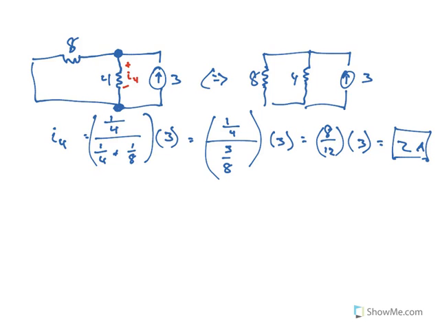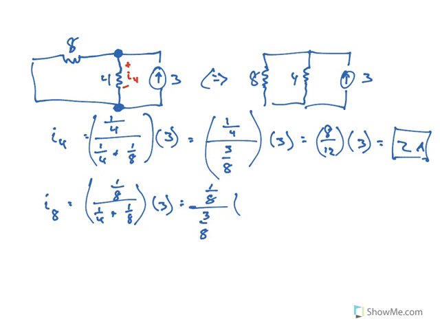What about the other one? What if I want the current on the 8 ohm resistor? Same exact thing. The only difference is it's 1 over 8 over 1 over 4 plus 1 over 8 times 3. So 1 over 8 over 3 over 8 times 3. 1 over 8 and 8 cancel, so you get 3 over 3. They cancel, and you get 1 amp left. And of course, if we add these two together, 2 plus 1 gives us a total of 3, which is exactly the total current in our circuit. So it all works out okay.